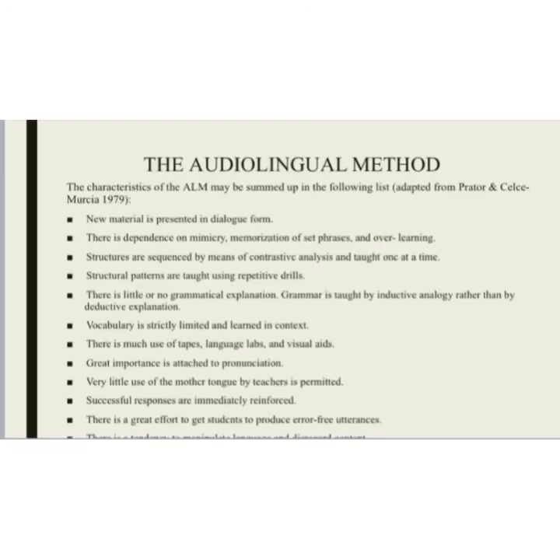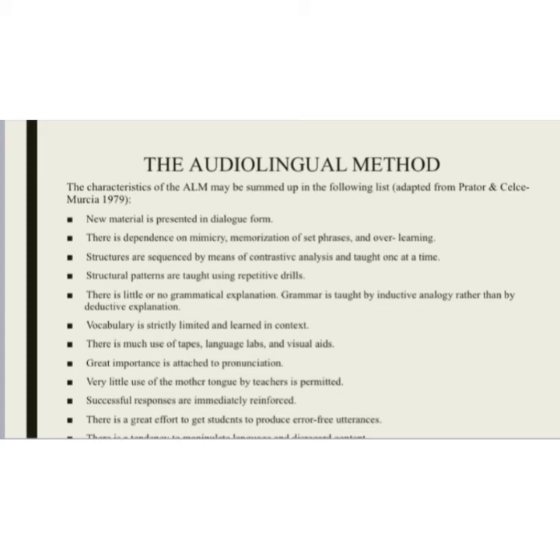The last method is the audiolingual method. The audiolingual method, or ALM, was firmly grounded in linguistic and psychological theory. Behavioristic psychologists advocated conditioning and habit formation models of learning that were perfectly married with the mimicry drills and pattern practices of audiolingual methodology. The characteristics of the ALM may be summed up in the following list, adapted from Prator and Celce-Murcia 1979.